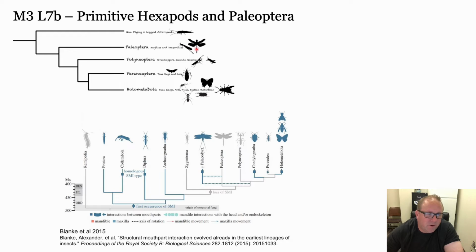So now we're going to look at my image here, the non-flying six-legged arthropods and the Paleoptera. I found a paper that actually focused on a few key characteristics of that group. We're not going to worry so much about the characteristics, but it spliced them out in more detail for us. So here, the first occurrence of SMI is also the first occurrence of six-legged organisms.